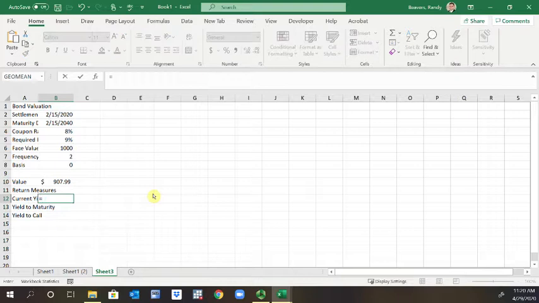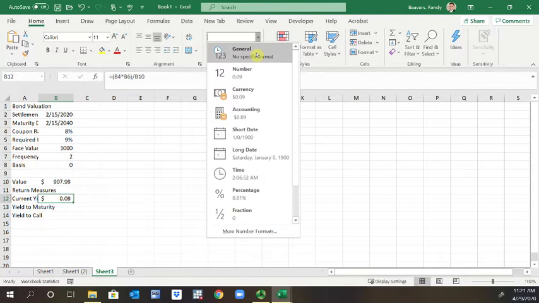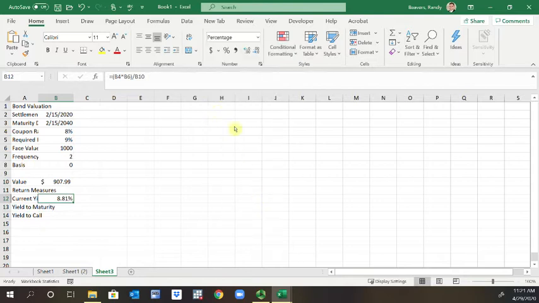So in B12, we'll enter that as being parentheses B4 times B6, so the face value times coupon rate for the annual payment, divided by B10, which is the value of the bond. Excuse me, the current yield of the bond. So this is a percentage of 8.81%. All these will be percentages. Next thing we want to do, to two decimal places, is the yield to maturity.